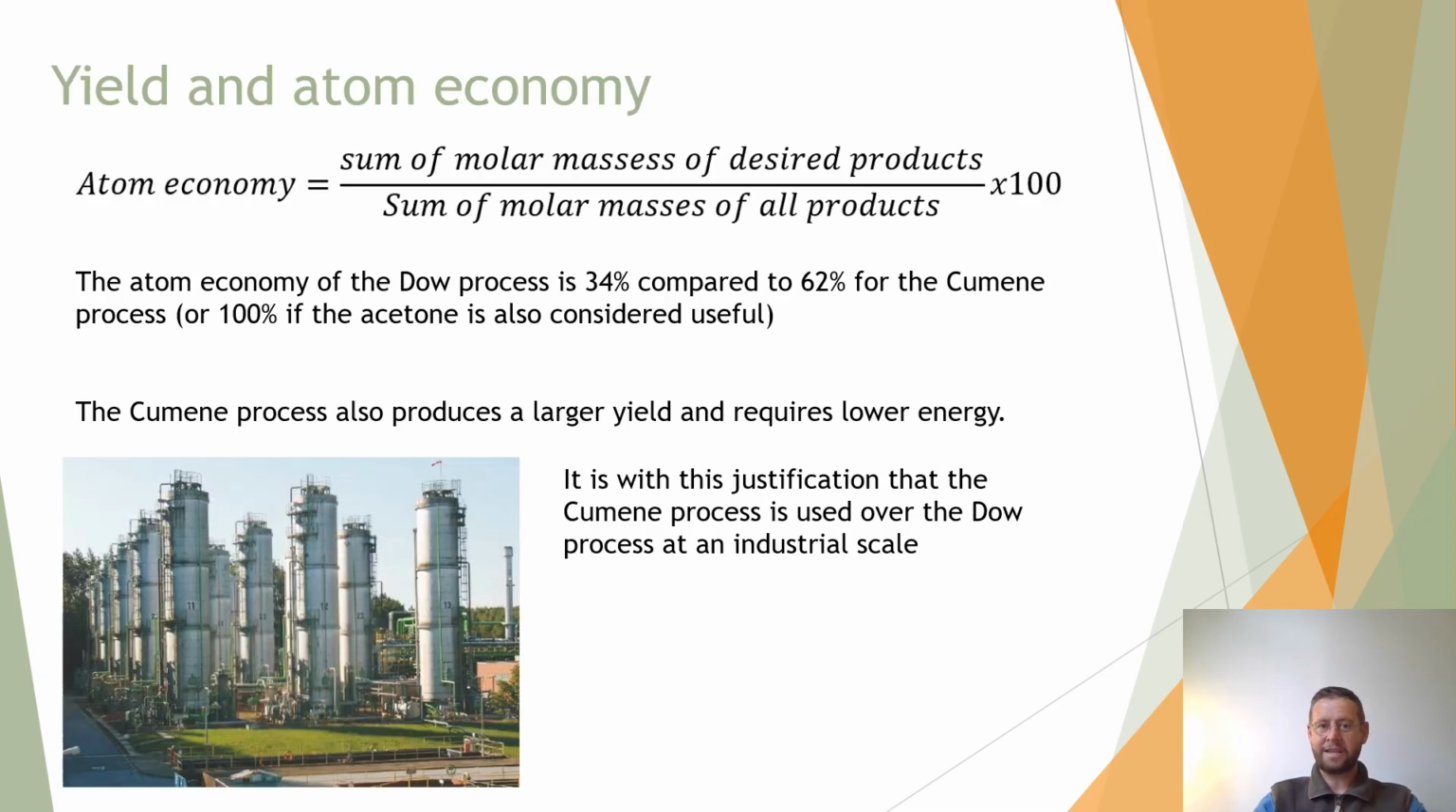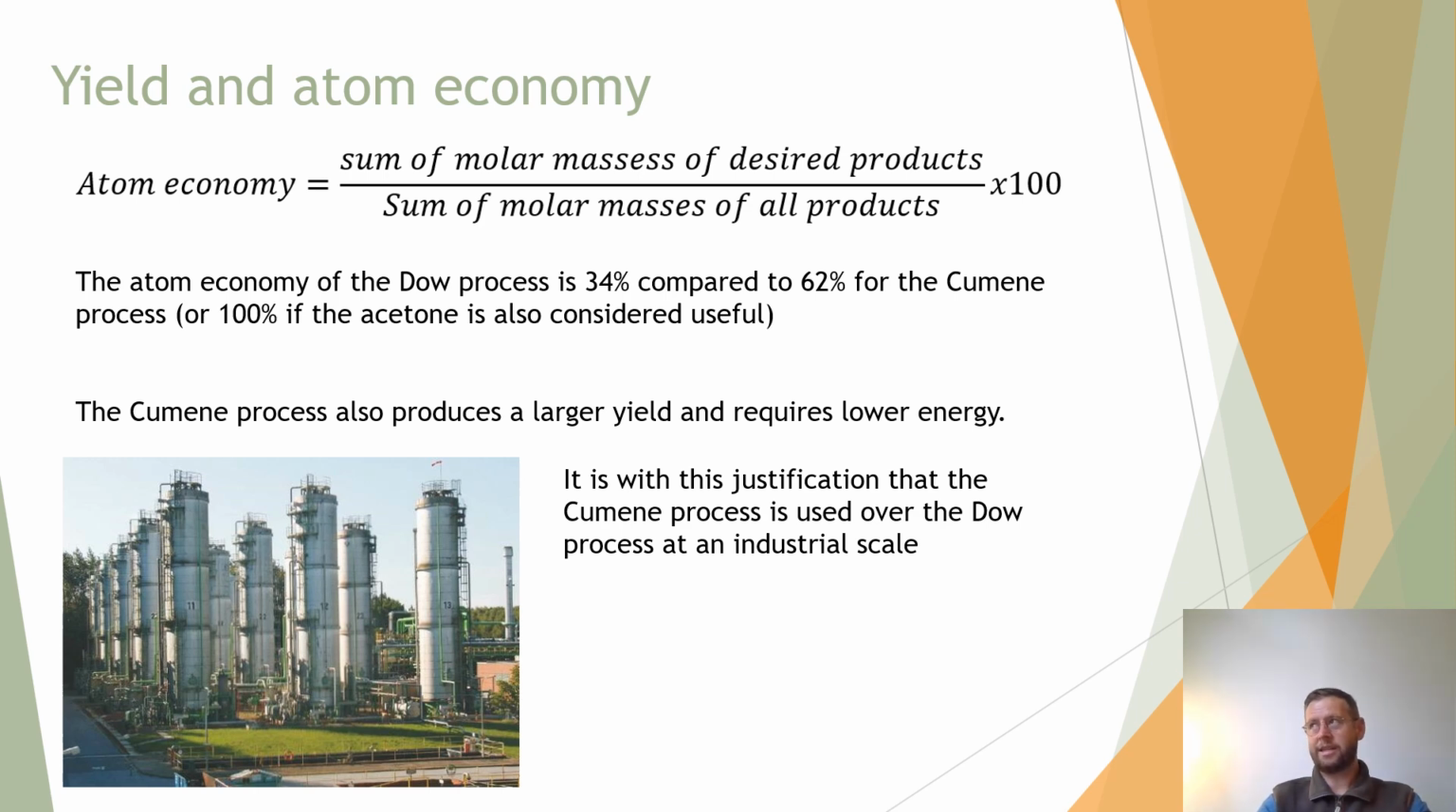And if we think about things like yield and atom economy, remembering that atom economy is the sum of the molar masses of the desired products divided by the sum of the molar masses of all the products. So what fraction by mass of the product is what you wanted it to be? Well, the Dow process is about 34% compared to 62% for the cumene process. And that's just assuming you're only after phenol.